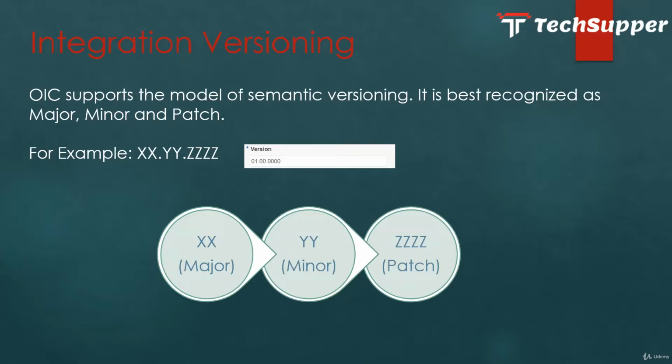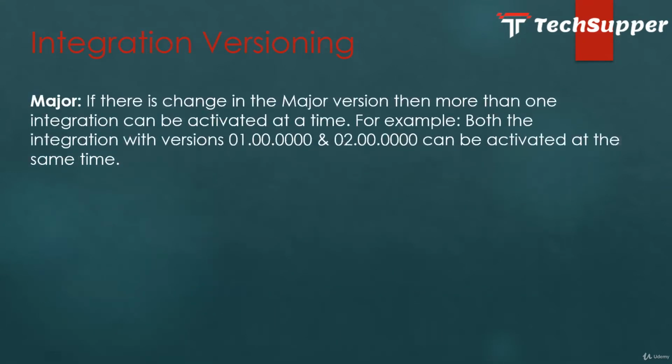So the format of the versioning is xx.yy.zzz. XX is called your major version, YY is called your minor version, ZZ is called your patch version. So every integration has a default version 1.00.0000. What is the major version?